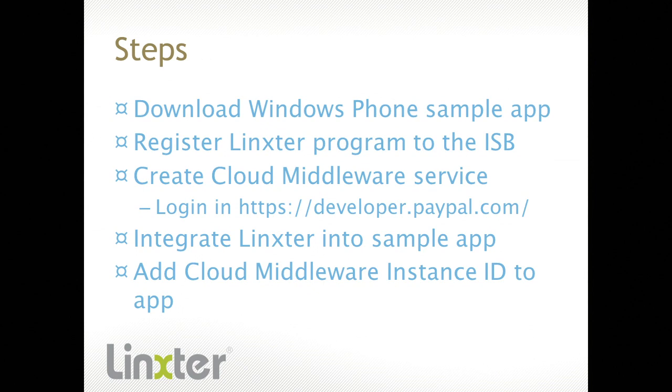Great. In a basic overview, you download the Windows Phone sample app that we have, you register a program to the Linxter Internet Service Bus, you create a cloud middleware account, and you integrate Linxter into the sample app. And that's where we're going to pick up here: integrating Linxter into the sample app. And you add your instance ID, which is your own private secure service running in Azure. Cool. Show us the code. All right.